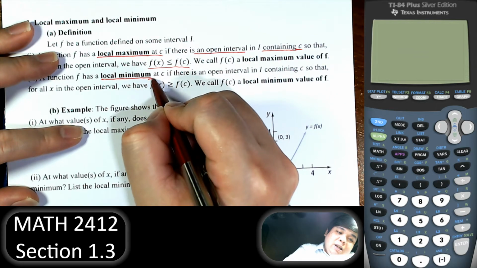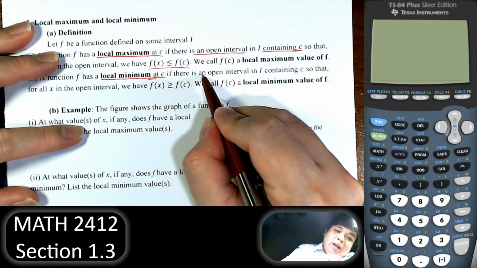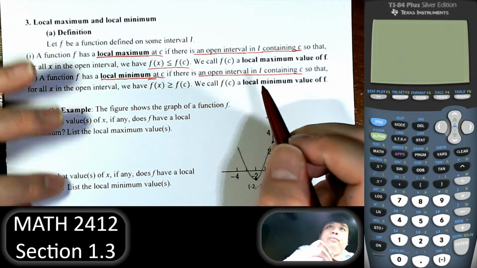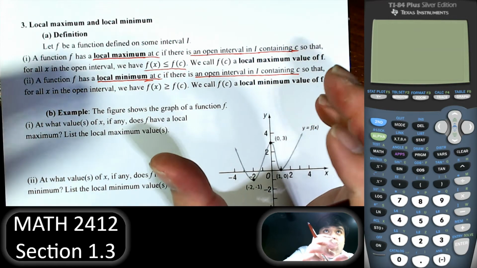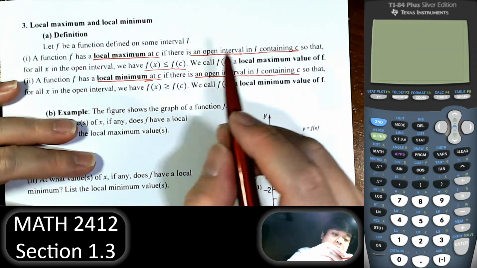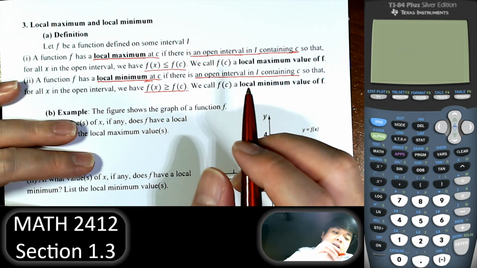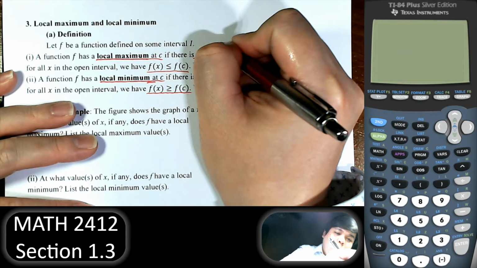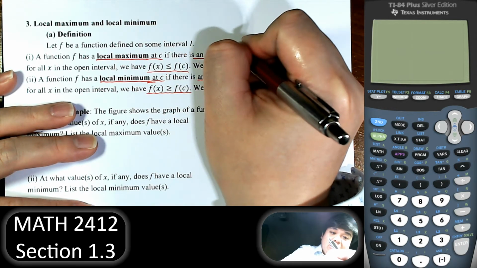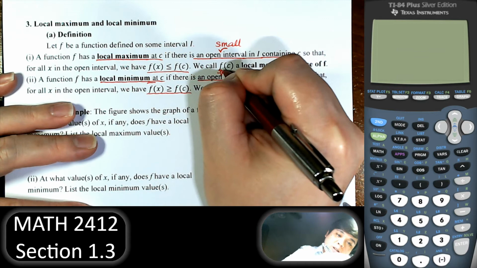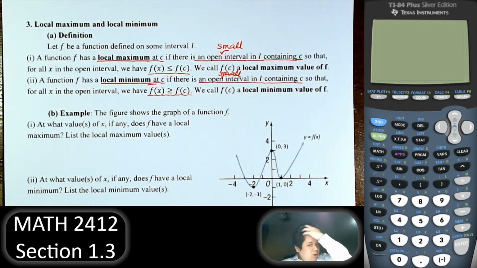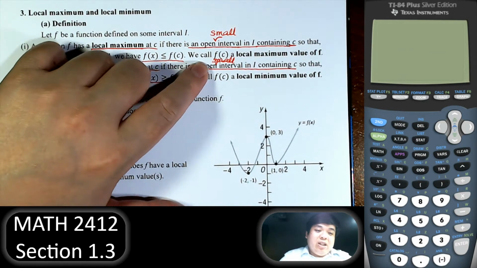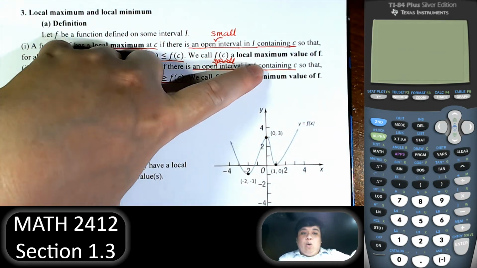Local minimum at c, if it is on an open interval containing c, and in that open interval it is smaller than everything else, it is a local minimum. So an open interval, actually we can say open, but a very small interval. Right. So let's just go to the example. By the way, in that case, we say f of c is the local maximum value.